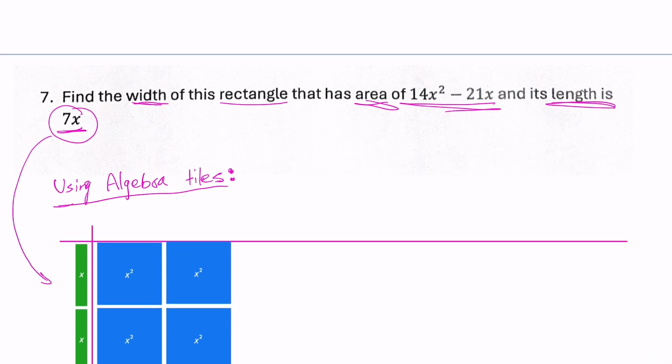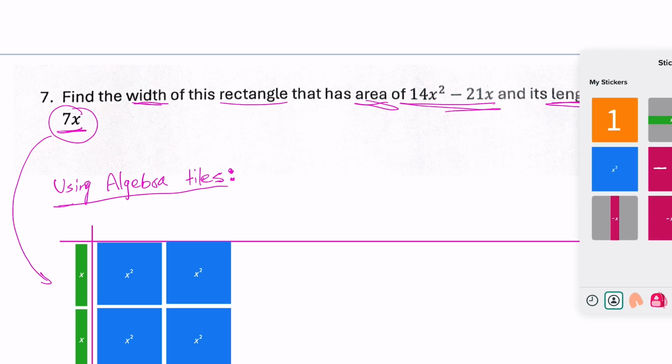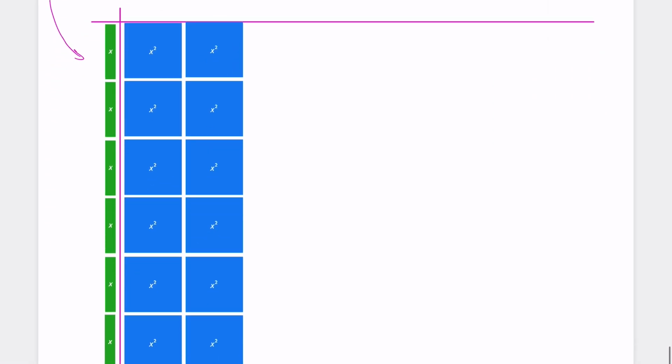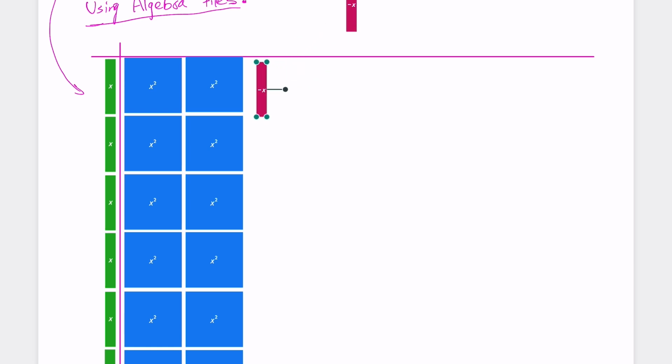Okay, let me go ahead and figure out what to do with the negative 21 x's. So I'm going to go here into my tools and grab 21 of the negative x's. And here, I'm just going to do it this way. 1, 2, 3, 4, 5, 6, 7, 8, 9, 10, 11, 12, 13, 14, 15, 16, 17, 18, 19, 20, 21. That's a lot. I agree. Okay, so let's move them into place. So again, I'm going to start with 1, just see where this leads me.